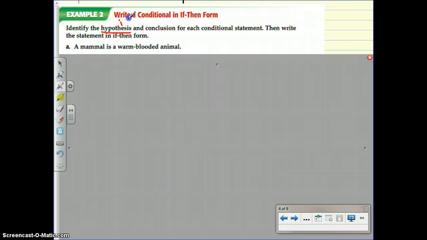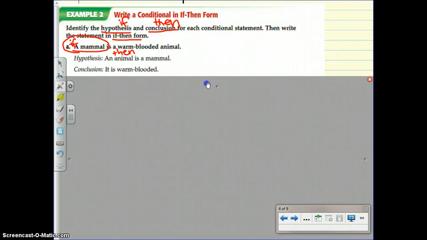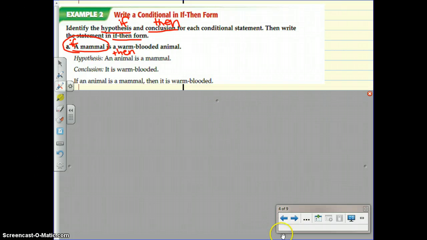All right, example 2, identify the hypothesis. Remember, that's the if part. And the conclusion, that's the then part, for each conditional statement. Then write the statement in if-then form. So a mammal is a warm-blooded animal. So we know this first part is going to be our if statement. That's our hypothesis. So if it's a mammal, then what do we know? It must be warm-blooded. So our hypothesis is a mammal, and our conclusion is it's warm-blooded. So if an animal is a mammal, then it's warm-blooded.